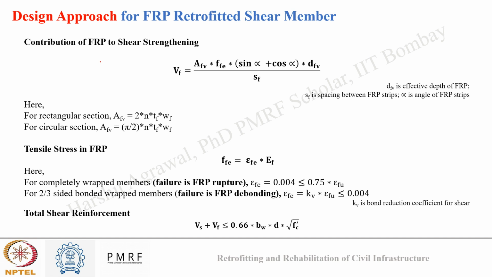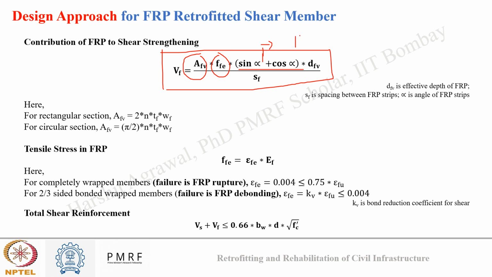What we need to calculate is the contribution of FRP to shear strengthening, and it is given by this basic equation as per the code. VF is nothing but the area of FRP reinforcement times the strength of FRP times (sine alpha plus cos alpha), which will take into account the angle at which the FRP is retrofitted. It can be 90 degrees, or it can be at an angle of 45 degrees.